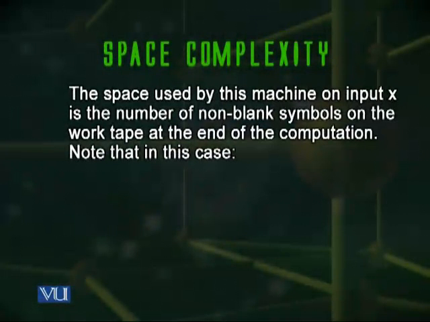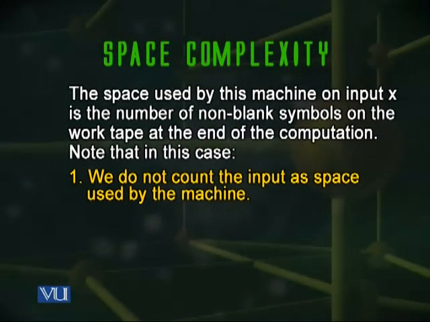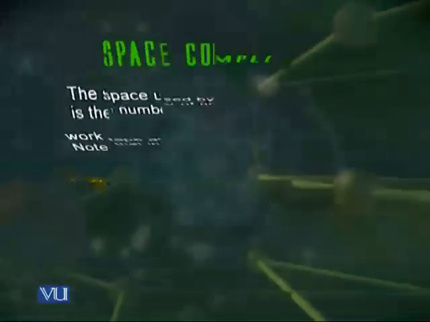Let us note a few things in this model. The first thing to note is that we do not count the input as space used by the Turing machine. So the space used by Turing machines does not include the input. We give the input for free to the Turing machine, but when it writes a symbol, it writes it on the work tape. That counts as space used by the Turing machine, not the input.